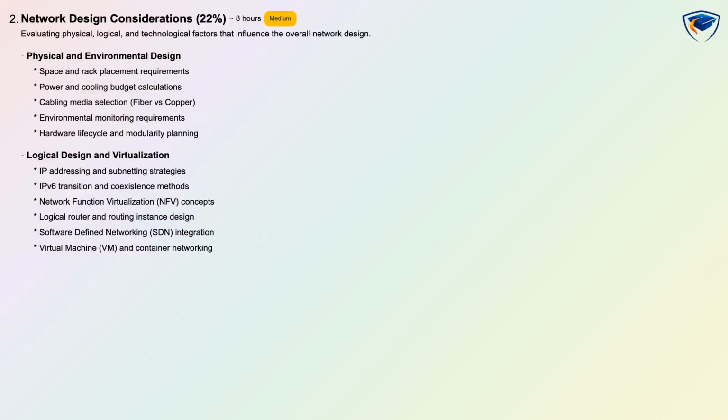Network Design Considerations is 22% and focuses on physical, logical and technological factors that influence design. This medium difficulty domain suggests about 8 hours of study and is tested with conceptual and scenario-based items. You will learn physical and environmental design including rack placement, power and cooling budgets, cabling media choices between fiber and copper, environmental monitoring needs, and hardware life cycle planning.